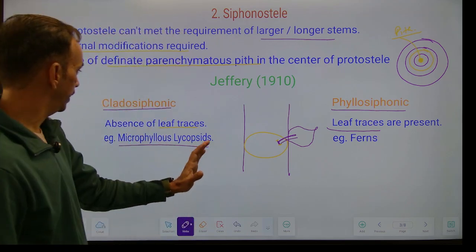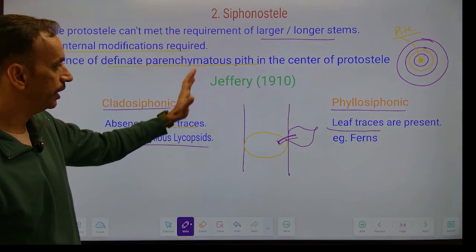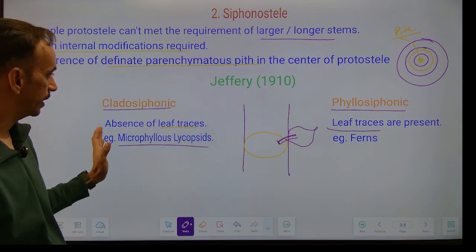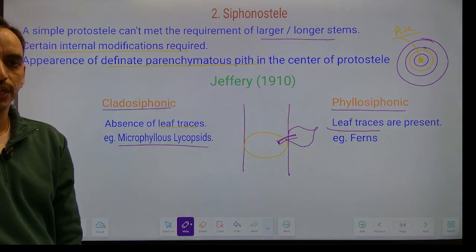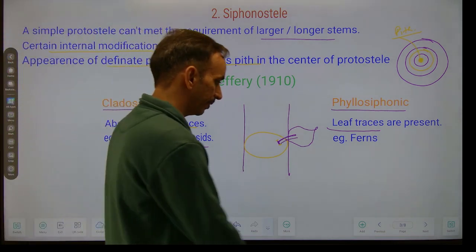ठीक है, तो ये डिफरेंस क्रिएट हो गया. यहाँ पे siphonostele, Jeffrey ने 2 टाइप्स रिकॉग्नाइज किए. वन इज द क्लेडो, where there is the absence of leaf gaps, and other is known as the phloiosiphonic, where there is a presence of leaf gaps.